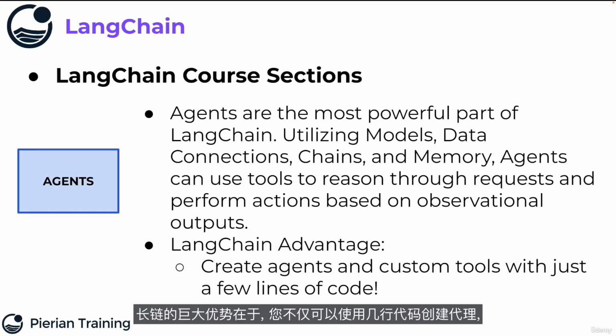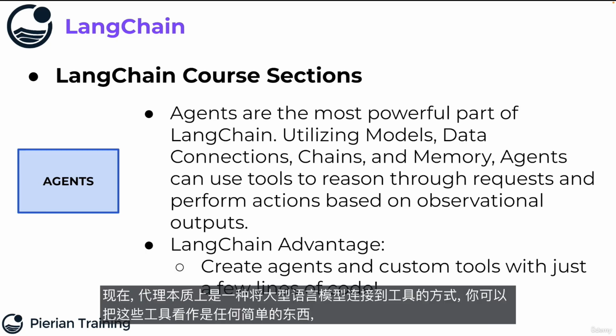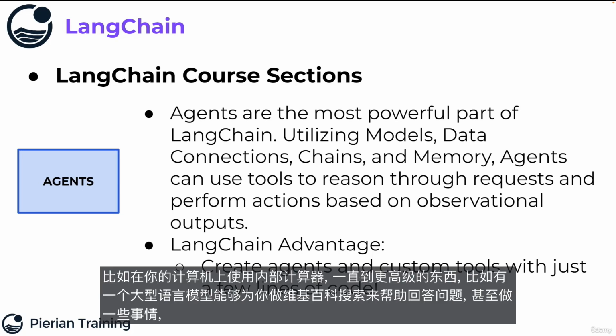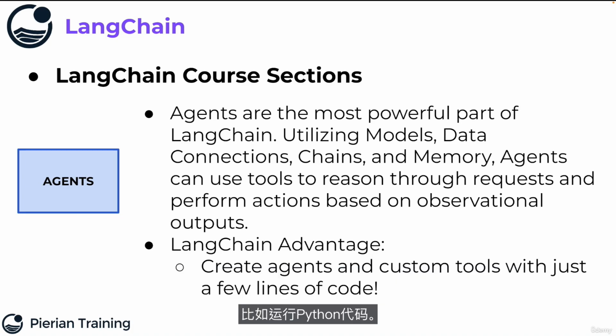And the huge LangChain advantage is that not only can you create agents with just a few lines of code, you can also create your own custom tools for agents to use with just a decorator call. Now, agents essentially are a way of connecting a large language model to tools. And you can think of these tools as anything as simple as using an internal calculator on your computer, all the way to more advanced things, like having a large language model have the ability to do a Wikipedia search for you to help answer a question, or even do things like run Python code.